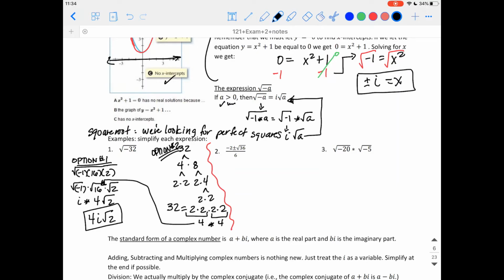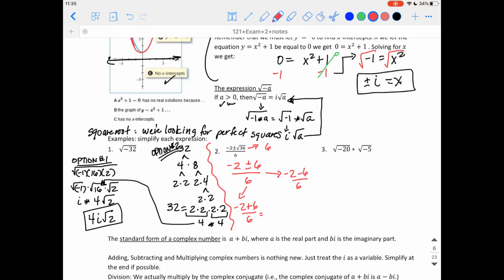The next one says negative 2 plus or minus the square root of 36 over 6. We need to know that the square root of 36 is technically 6. So this is going to be negative 2 plus or minus 6 over 6. We need to realize that we have two answers here. This is going to be negative 2 plus 6 over 6, and the other one is going to be negative 2 minus 6 over 6.